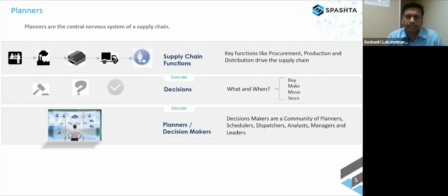With more complexity, companies want to have global visibility of what's going on. So any decisions that they want to take has to take cognizance of all the things that are happening in the company.